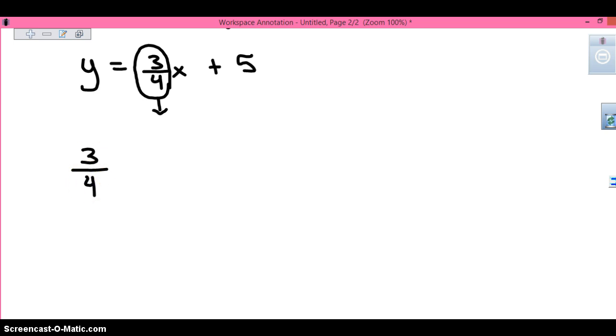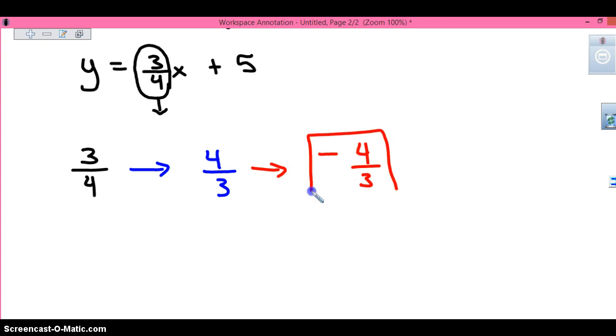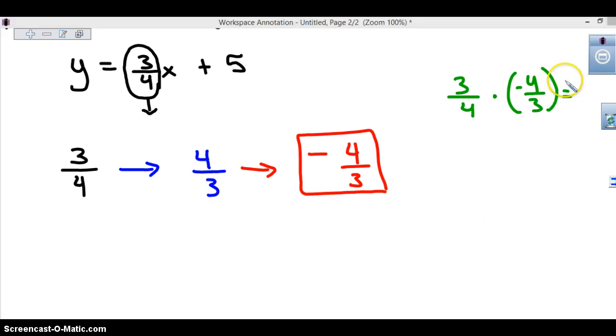If the slope is 3/4, what is the reciprocal of 3/4? 4 over 3. And what is the negative reciprocal of 3/4? Well, the negative reciprocal of 3/4 would be -4/3. So a line that would be perpendicular to this line would have a slope of -4/3. If we multiply 3/4 times -4/3, does it equal -1? -12/12, -1.